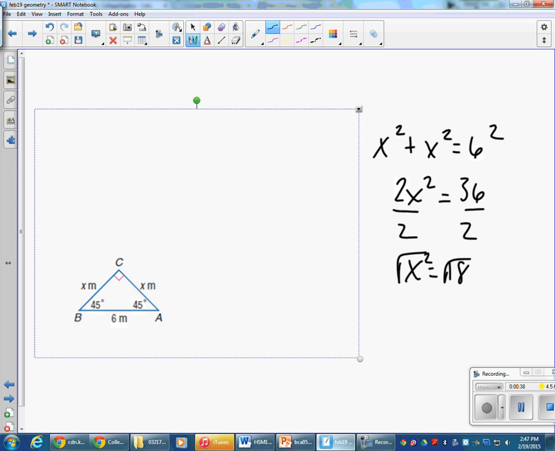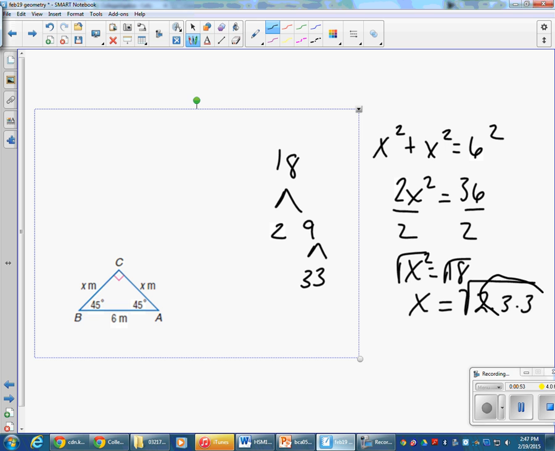Alright, how do I do the square root of 18? Well, if I come over here and do a factor tree for 18, 18 is 2 times 9, and 9 is 3 times 3. So the square root of 18 is the square root of 2 times 3 times 3. Since I have two threes, the threes can go to the front, so it's 3 square root of 2. So if this hypotenuse is 6, then each leg is 3 square root of 2.